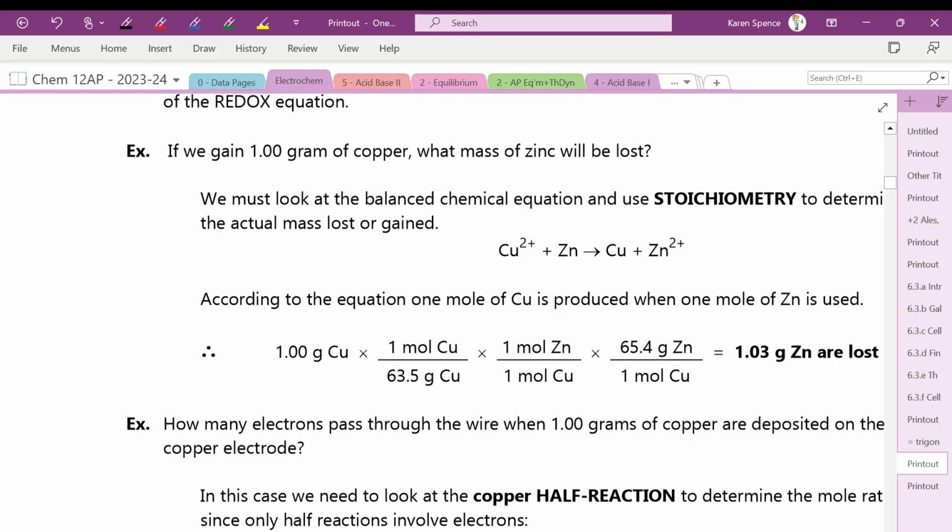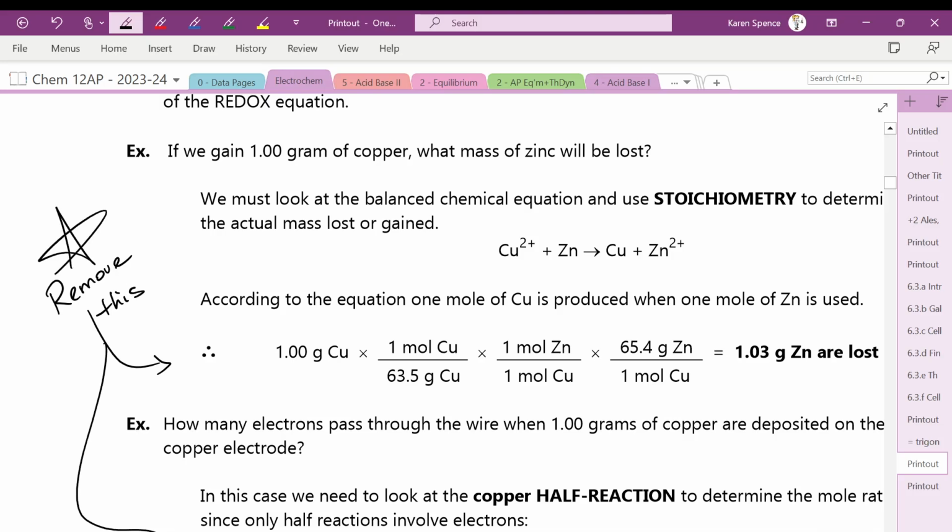I don't know why I filled this in for you guys. I need to remove this. And I need to remove this down here too.